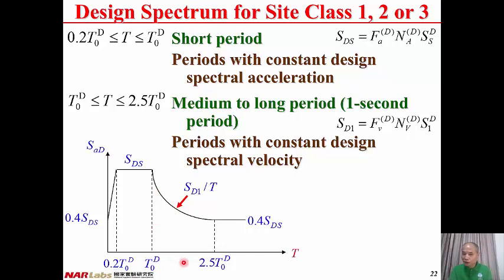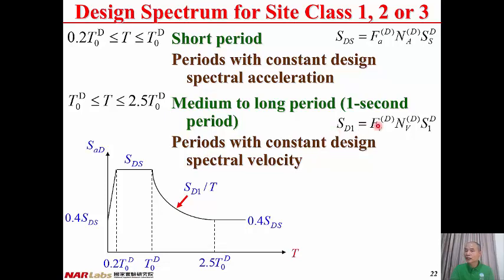And for the range from T0D to 2.5 T0D, there are two names for this range. One is medium to long period, and we use 1 second period to represent this range. Another name for this range is period with constant design velocity. One is medium to long period, and we use 1 second period to represent this range. Another name is period with constant design spectral velocity.